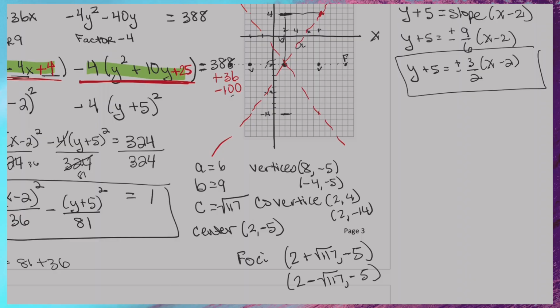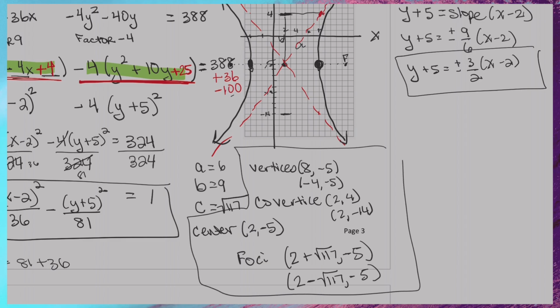And then the graph of the actual hyperbola goes through the vertices and approaches the asymptotes, like so. Here's all the pieces we were asked for. And the graph.